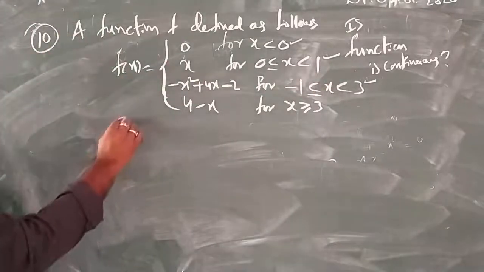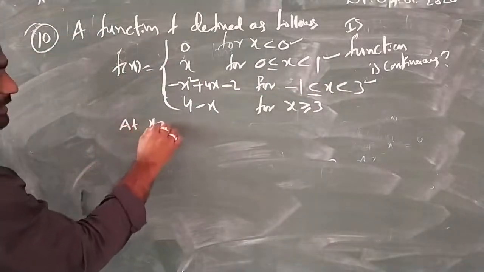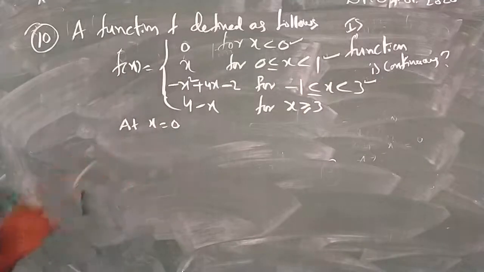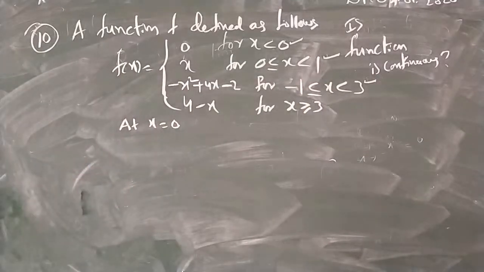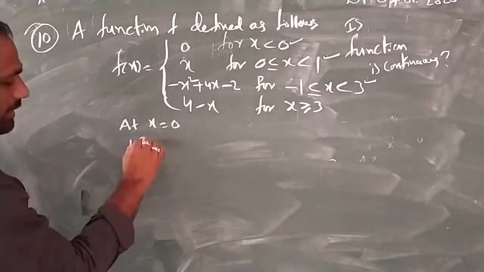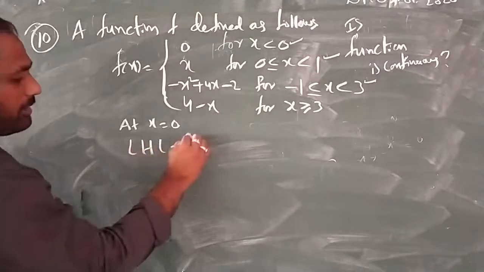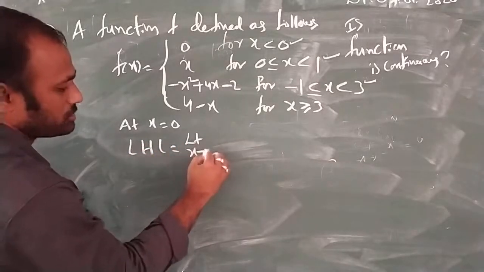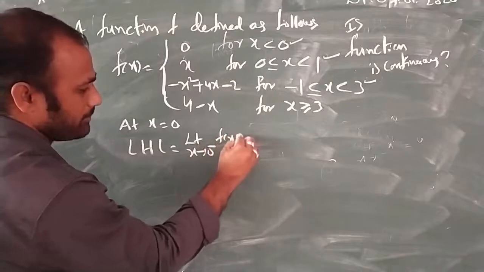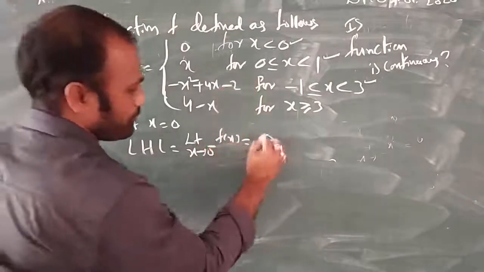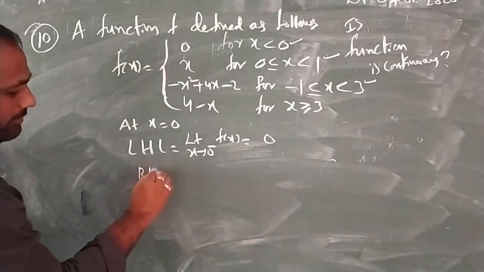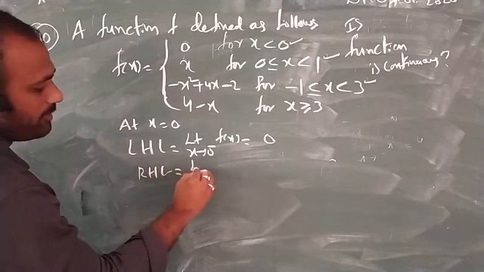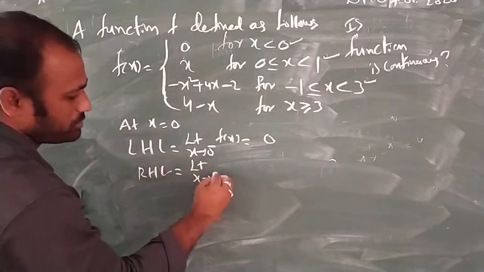So let us start doing this. First at x is equal to 0. At x is equal to 0, we will find the left hand limit as well as the right hand limit. Left hand limit x tends to 0 minus f of x. Less than 0 value is 0, answer is 0. So the right hand limit, x tends to 0 plus.